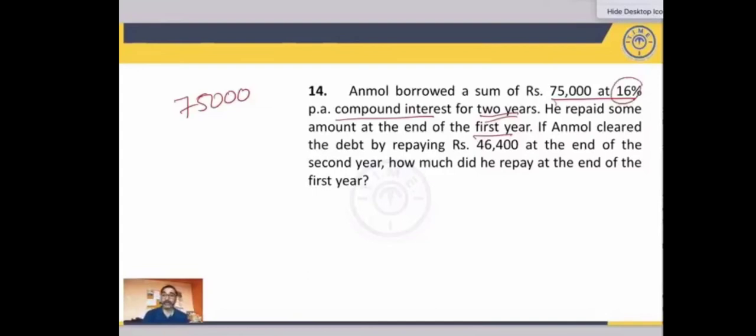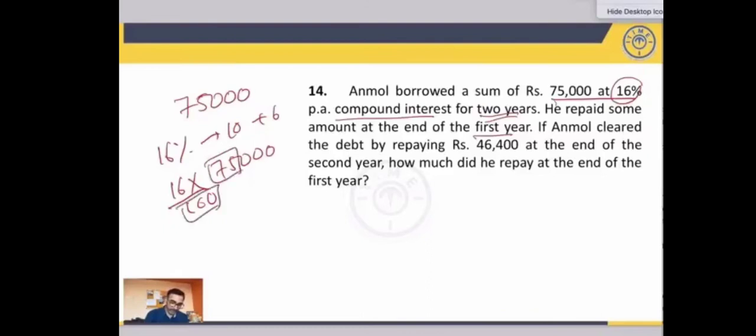How to get 16%? Now look at the different methods of calculation. 16% you can calculate as 10% plus 6%. Or you look at 16%, that is 16 by 100 into 75,000. 75 by 100 is nothing but 3 by 4. So 4 goes here 4 times, 4 into 3 is 12,000. So interest earned is 12,000. So the amount will be 75,000 plus 12,000, that is 87,000. So at the end of the first year, the amount should be 87,000.